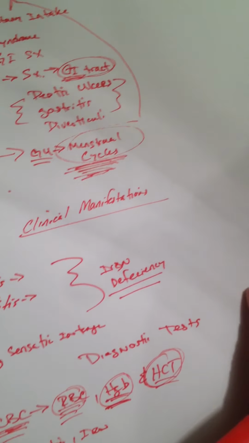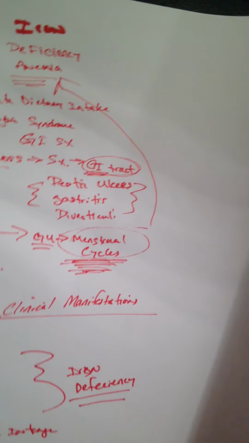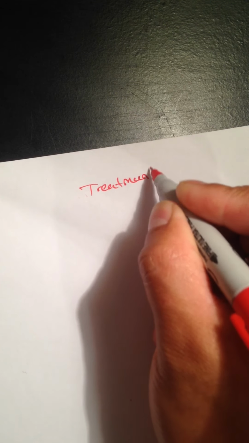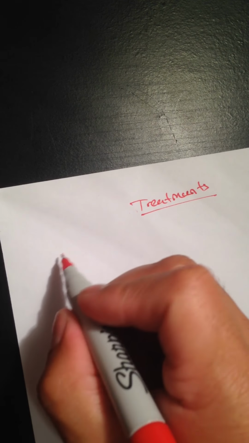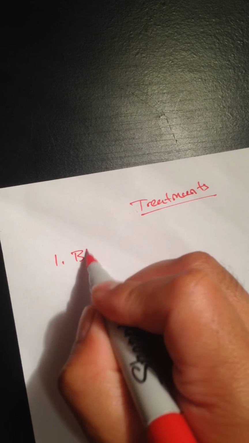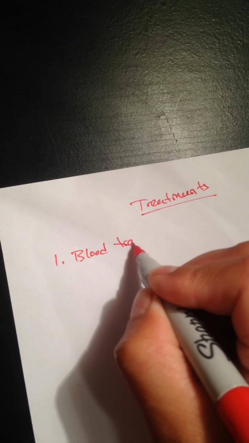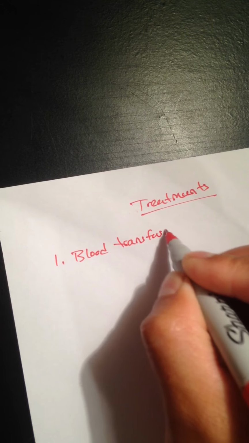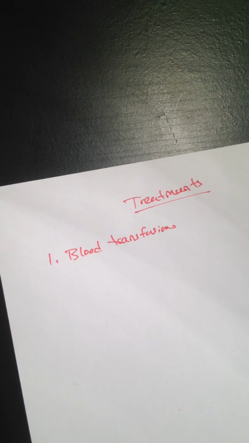Now, what would you do to treat, to help your patient out? Let's focus on treatments now. If the blood loss is severe enough, you will do a blood transfusion. Now this is typically if their hemoglobin falls below 8.0. But again, that will be determined by the physician.